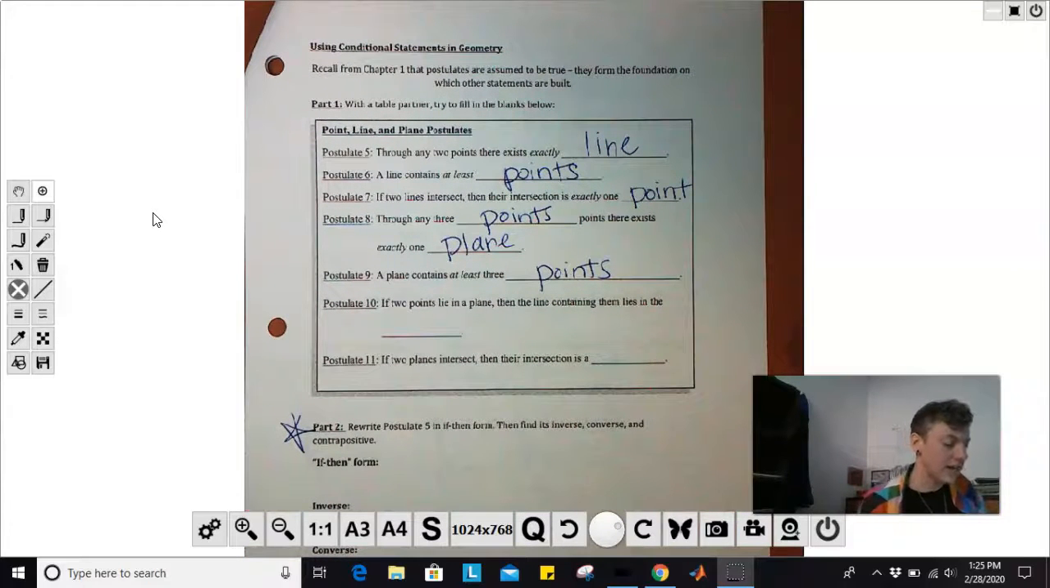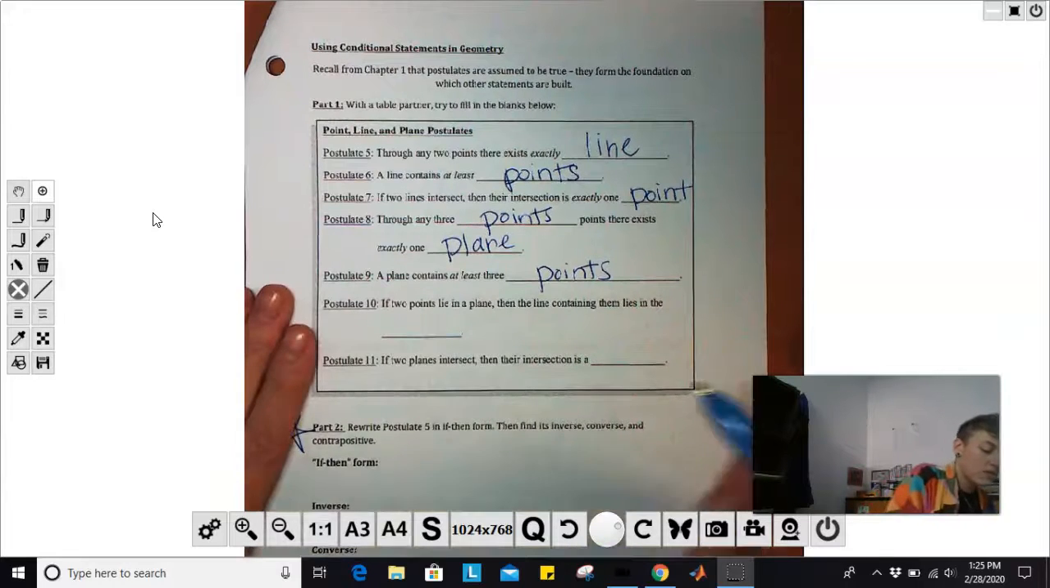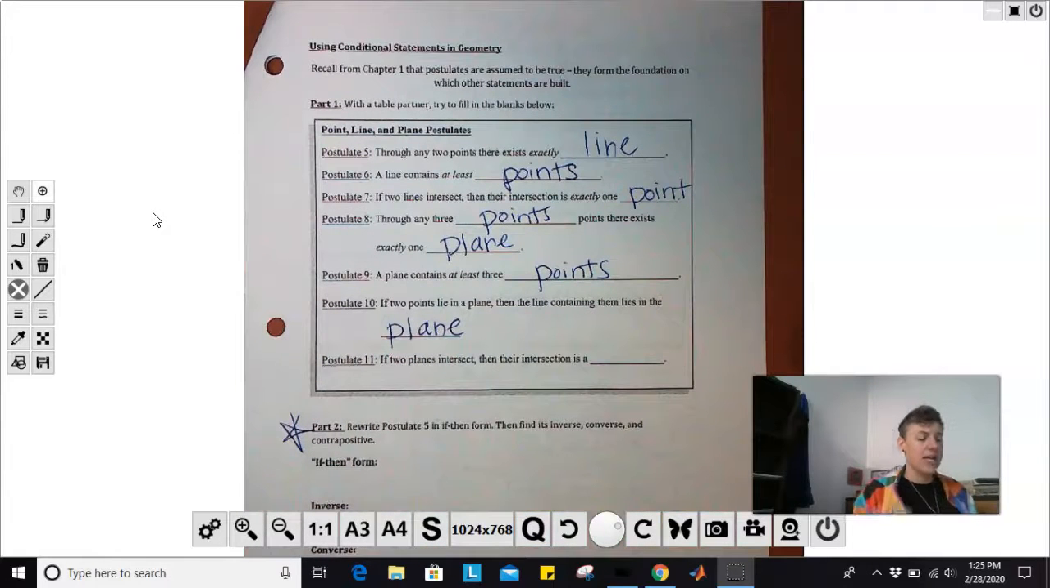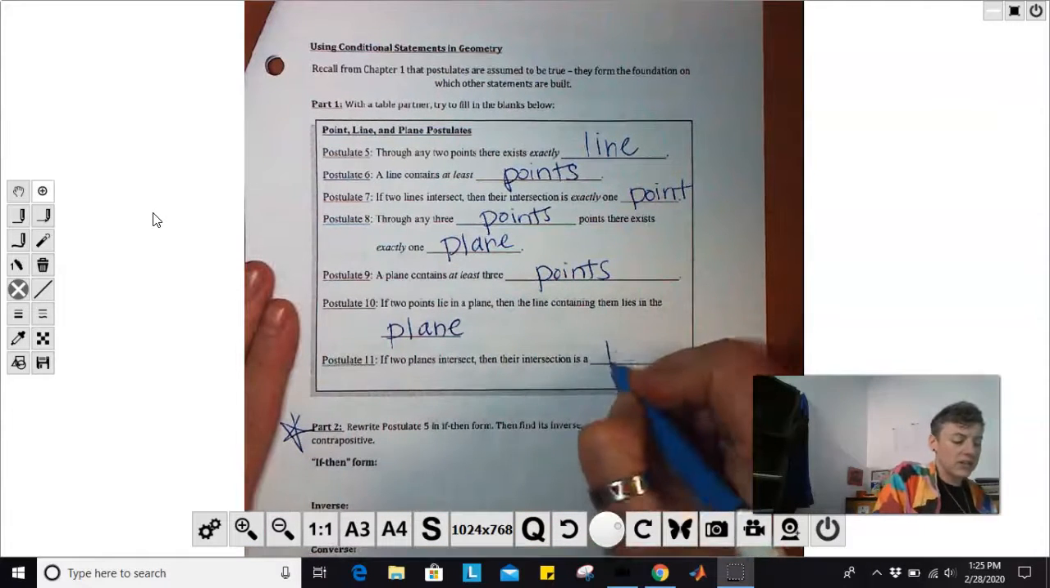If 2 points lie in a plane, then a line containing those points also lies in that same plane. And if two planes intersect, their intersection is a line.